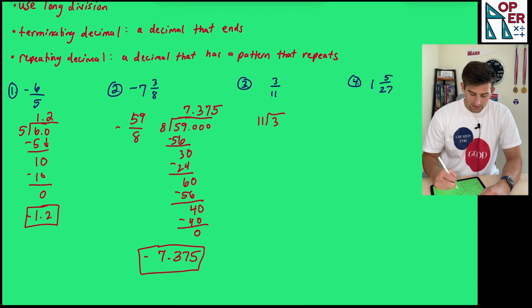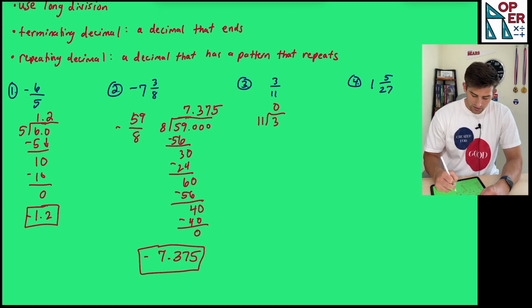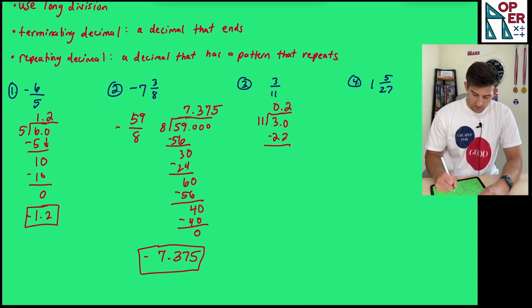Well, we already know that 11 will not go into 3, right? It's too big. So we need to go ahead and add our decimal. So let's add our decimal up here. And now let's see, will 11 go into 30? Yeah, it will, it'll go twice. And 2 times 11 would be 22. 30 minus 22 is 8.